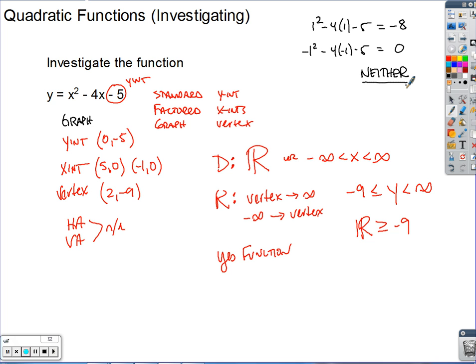Okay. And from the looks of it, I think that's just about it. You could always give a table. Easy enough for that table. Just, I mean, put your x-intercepts in there. 5, 0. Okay, and negative 1, 0. Put your y-intercept in there. 0, negative 5, and your vertex 2, negative 9. That's good enough.